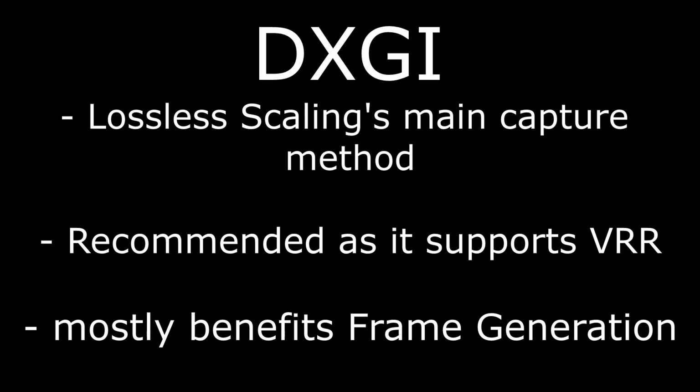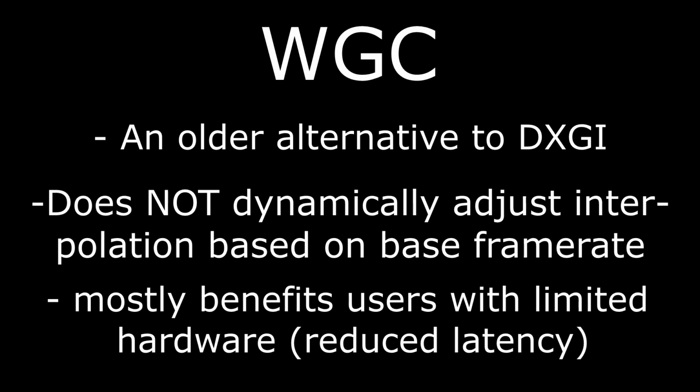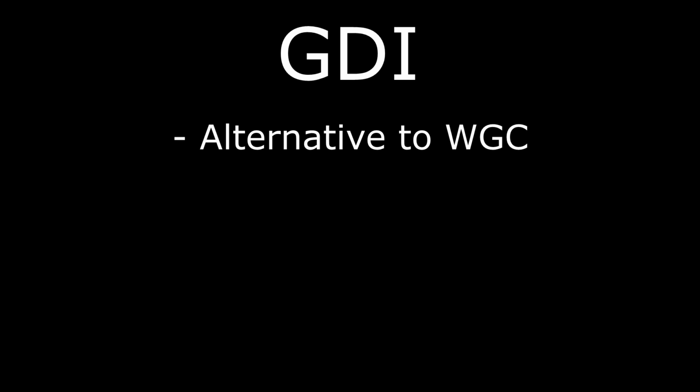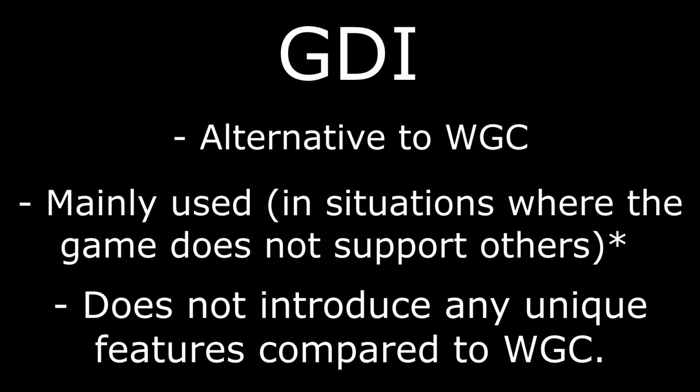This feature mostly benefits frame generation and allows for dynamically adjusting interpolation based on the in-game frame rate. WGC is an older alternative to DXGI and does not dynamically adjust the interpolation based on the in-game frame rate. However, it does benefit in cases where performance is limited and has a reduced latency over DXGI. And finally, we have GDI, which is an alternative to WGC for older Windows versions and does not introduce any unique features nor benefits over WGC. This should only be used if your Windows version does not support any other capture methods.